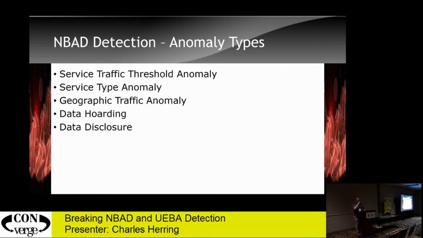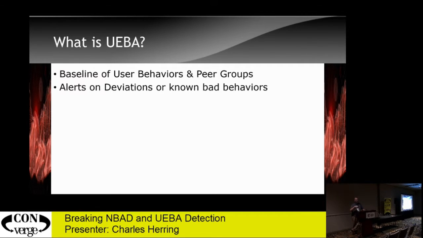Data hoarding or data staging is a host or a group of hosts. How much data do they consume from the internal network in a given period, normally a day? Data disclosure or exfiltration is how much does a host normally send out of the network to the internet in a given day. So those are very common types of baselines to build and detection that goes inside of anomaly detection. UBA is an extension of it.